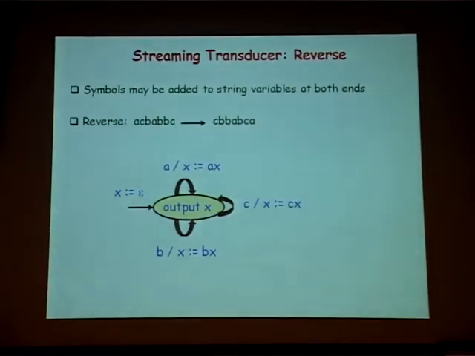What about reverse? For reverse, I'm going to use the same framework, except when we do updates to the string variables, we no longer require that you add symbols only at the end. So for reverse, you add symbols to the left. So the transducer for reverse is pretty simple. If I read A or B or C, x is updated to the symbol that I read, followed by x. So the right-hand side is basically a concatenation of output symbols and variables.